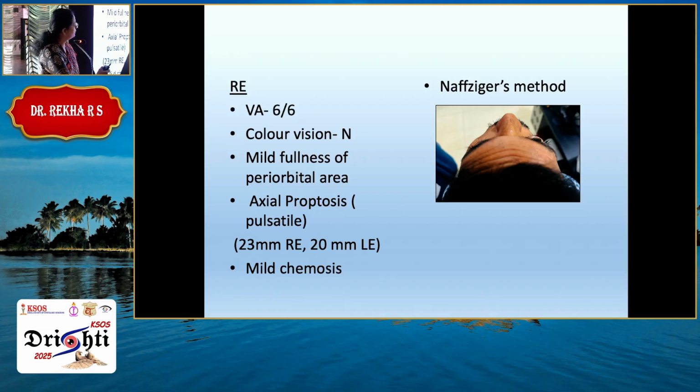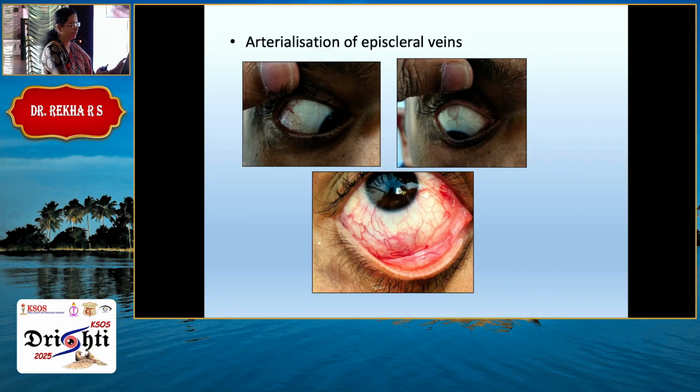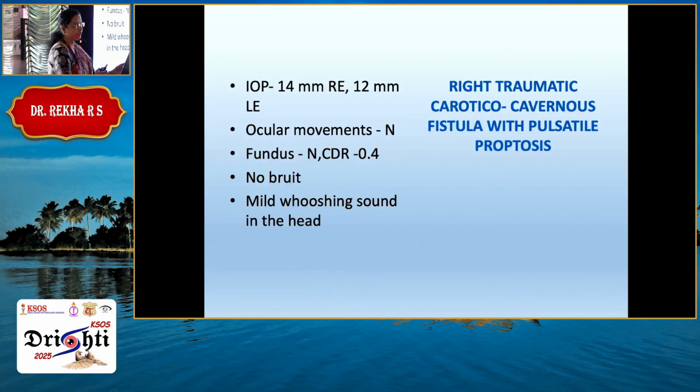On examination, all the visual parameters were within normal limits with 6/6 vision, except for a mild periorbital fullness and a 3 mm axial mildly pulsatile proptosis on the right side, which is evident by Navziger's method. You can see the dilated and tortuous episcleral vessels, which is called the arterialization of the episcleral veins. The intraocular pressures and fundus were within normal limits. There was no bruit, but on inquiry, he said he could hear a mild whooshing sound in the head. So, a provisional diagnosis of right traumatic carotid-cavernous fistula with pulsatile proptosis was made.